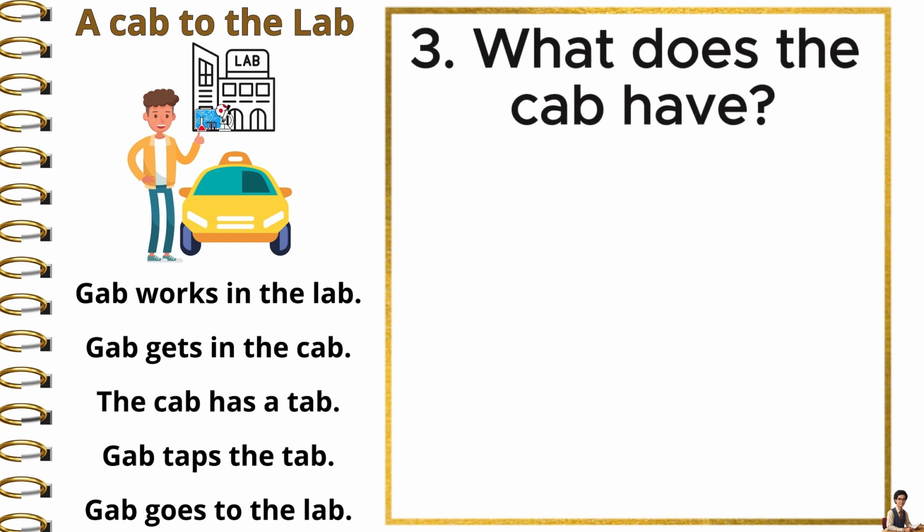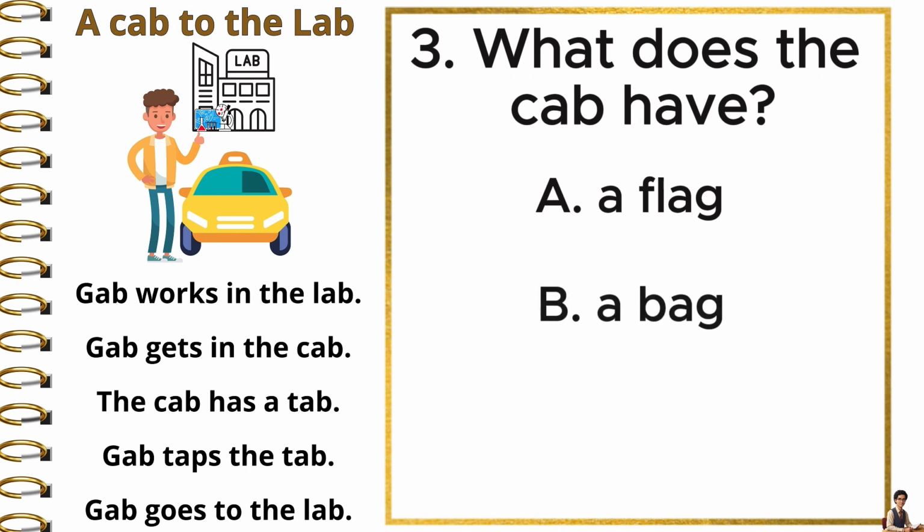Number 3. What does the cab have? A. A flag. B. A bag. C. A tab. C. A tab.